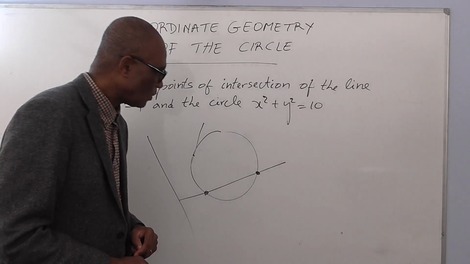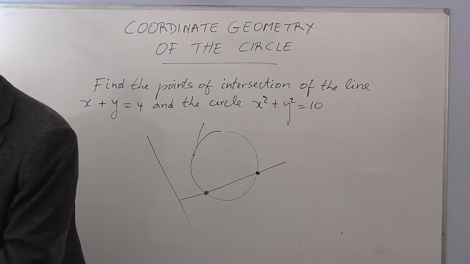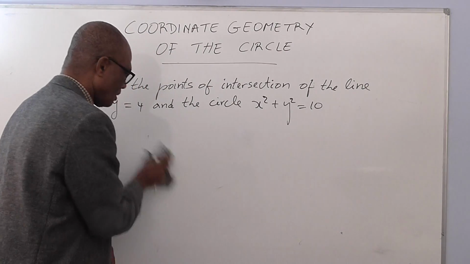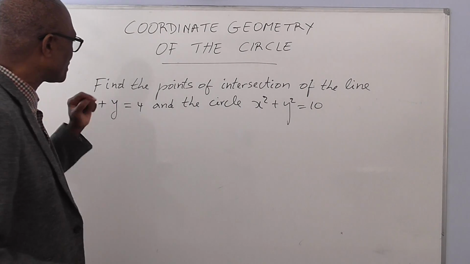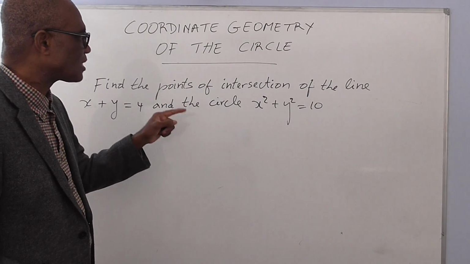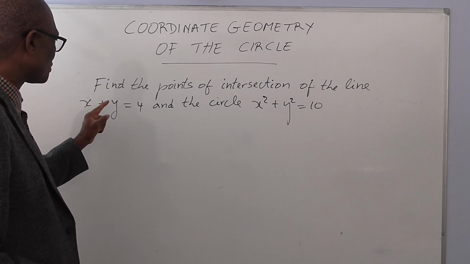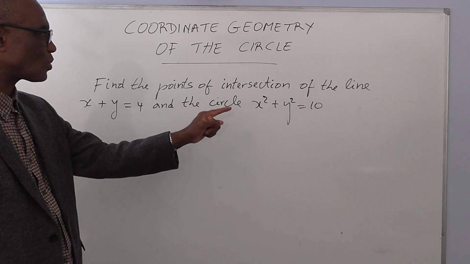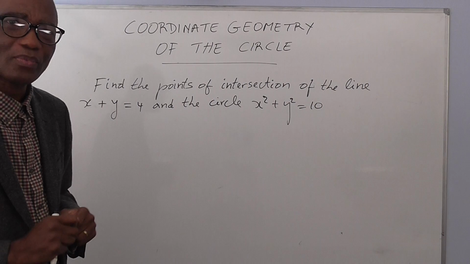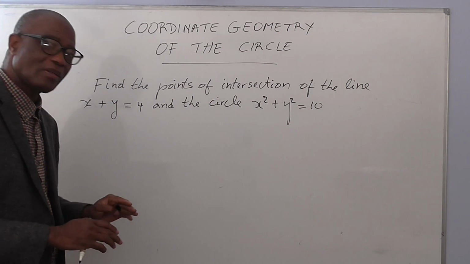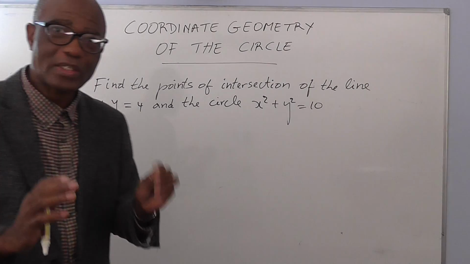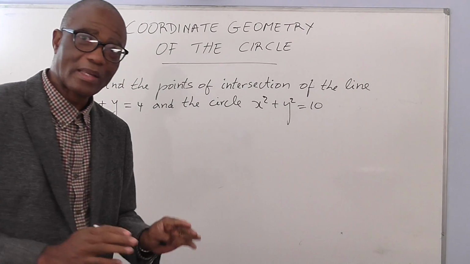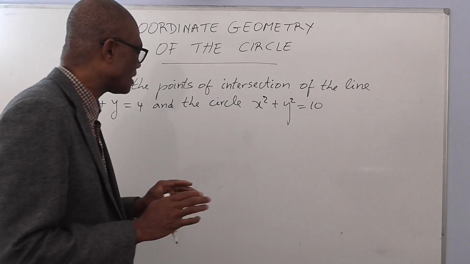Okay, so now we have the question: find the point of intersection of the line x plus y equals 4 and the circle x squared plus y squared equals 10. Here, this class is for ordinary and for higher level, both ordinary and higher level mathematics.